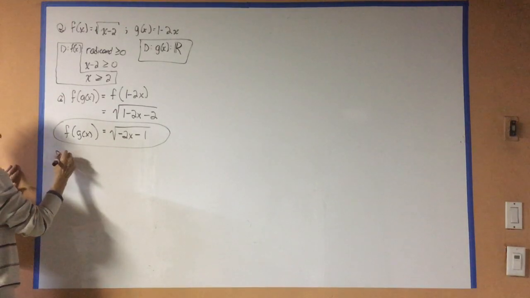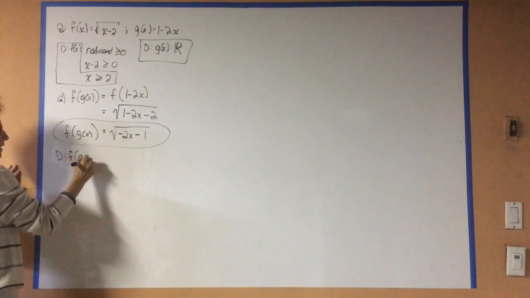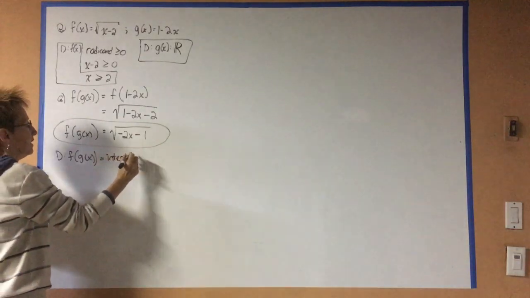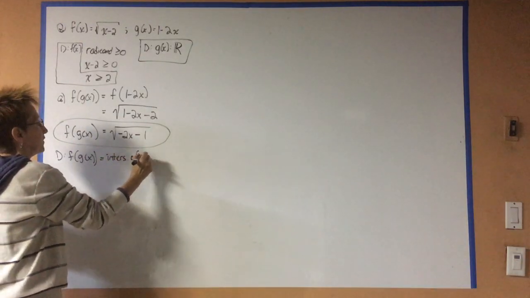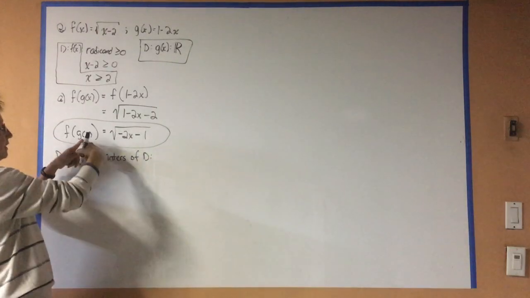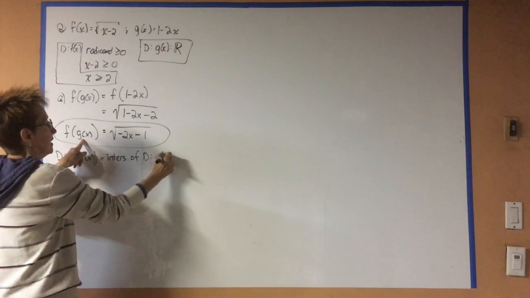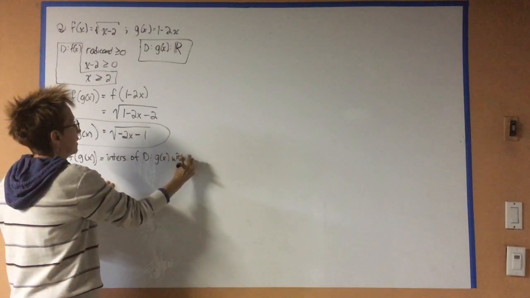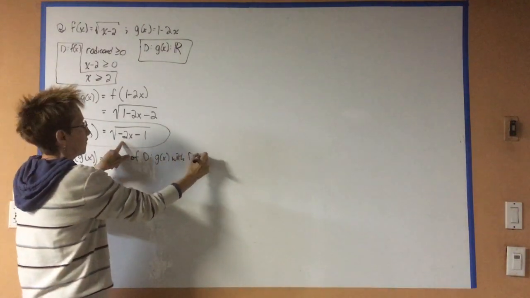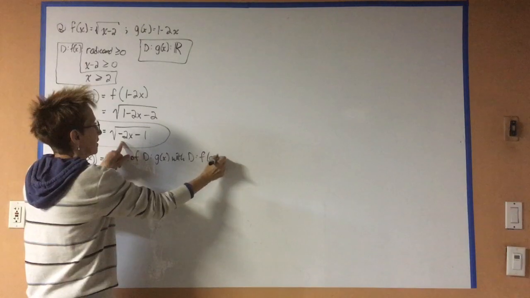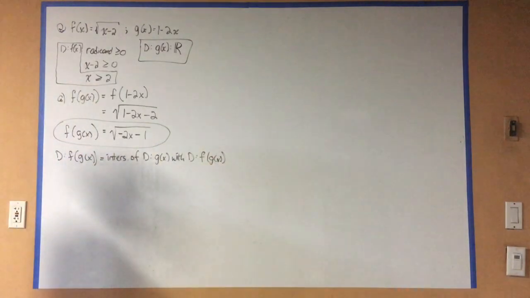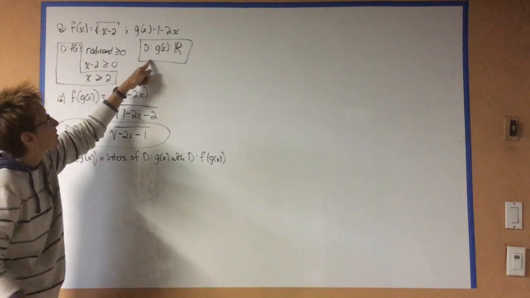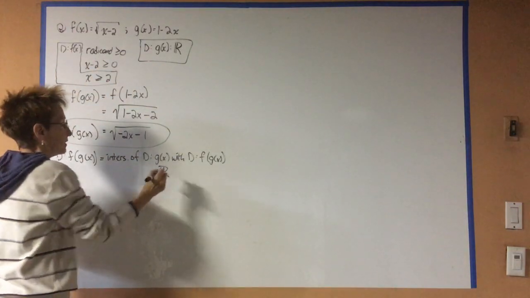So the domain of f of g of x, the composite function, comes from, again, the intersection of the domain of, what did we put in? We put in the g of x. Intersection of the domain of g of x with the domain of this final simplified version of the composite function. Well, the domain of g of x, where's g of x? Was all real numbers. Oh, that's nice.